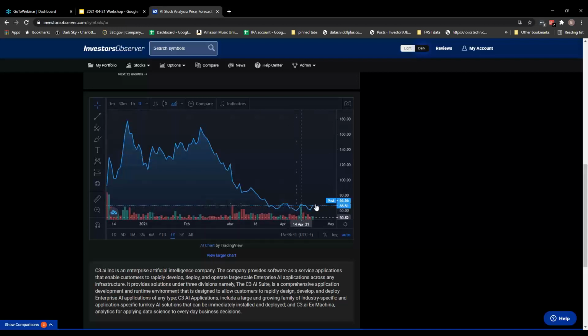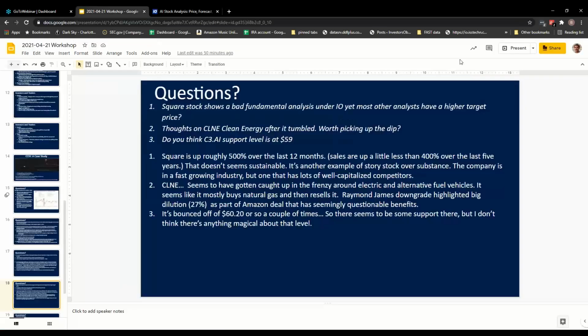I don't know that there's anything magical about this level. It hasn't really bounced off of it. It's just kind of not gone under it and drifted higher and then gone back down to it. So yeah, I mean, on some level, it seems like it has some support there, but I don't think there's anything particularly strong or magical about it.